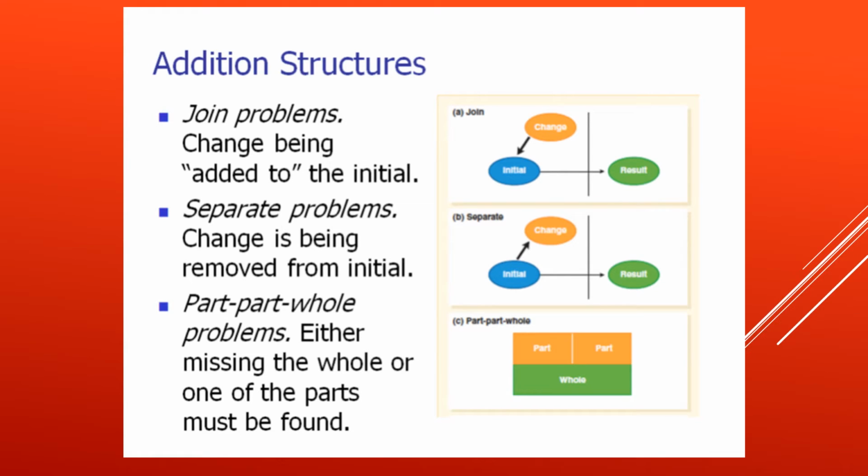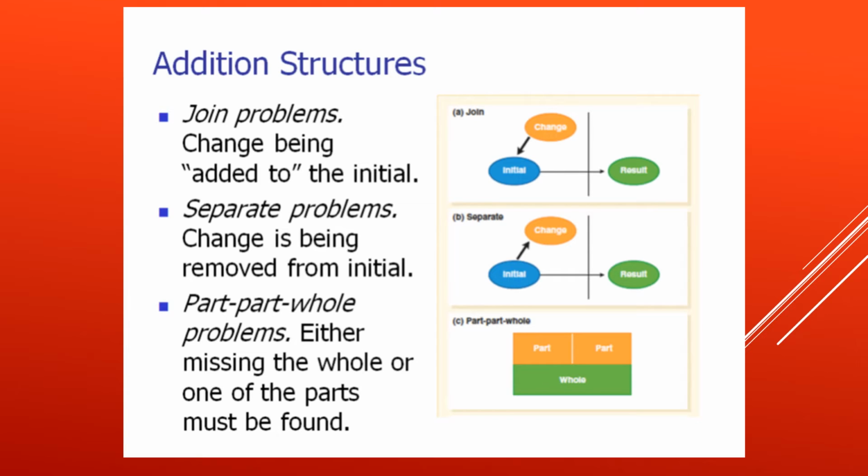So your book pointed out some addition structures. We have the join problems, which is the change being added to the initial. Now, that's really something that we're a little more familiar with. A sample problem would be something like: Sandra had 8 pennies. George gave her 4 more. How many pennies does Sandra have altogether? So we know that Sandra had the 8 pennies, that was initial. George gave her the 4 more, that was the change, and then the result.